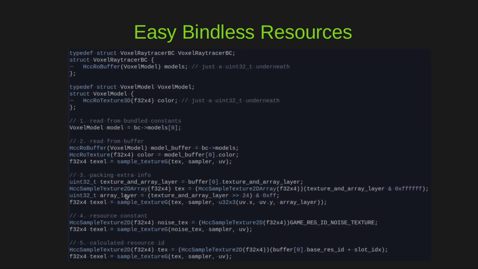But then you can also grab the array layer that you actually want to use for this sample from the high 8 bits, and then you can use the array layer when you do your sample texture like so, and then get your texel back.